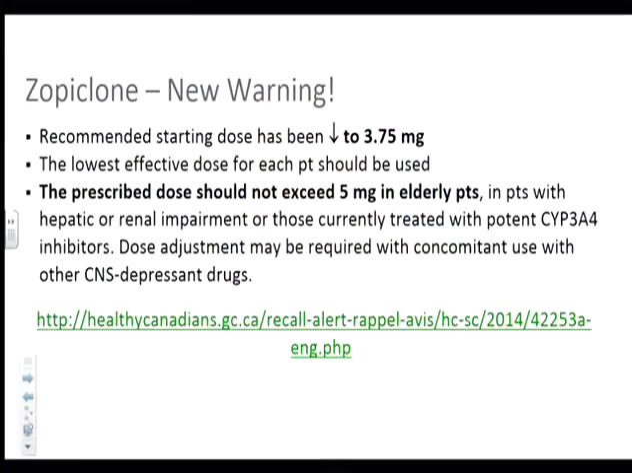Next, Zopiclone. New warning from Health Canada. Just came out November 2014, so not too new. But they are recommending that if you're going to start this medication in anyone, it should be started at 3.75. So that's half of that little blue pill, half of the 7.5. And that the lowest effective dose should be used for everyone who's going to use it. But if you have someone who is elderly, or maybe they have hepatic or renal impairment, or those currently being treated with other potential interacting medications, their dose should not exceed 5 milligrams.